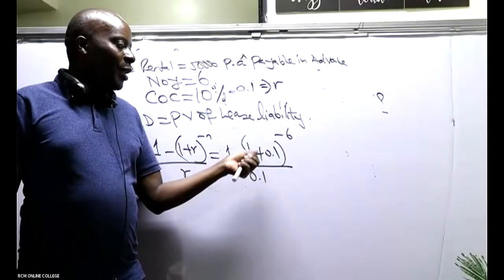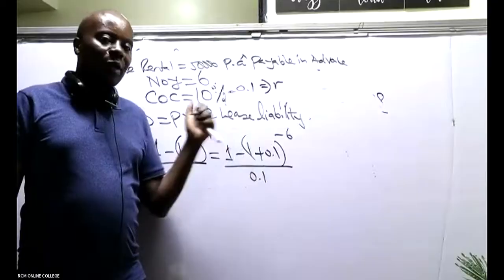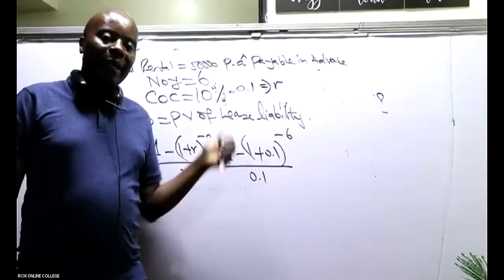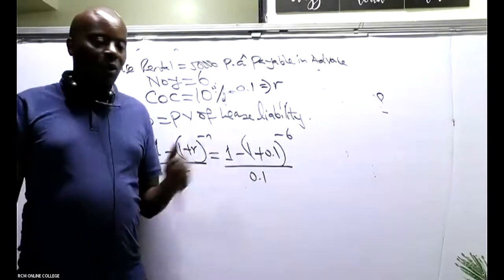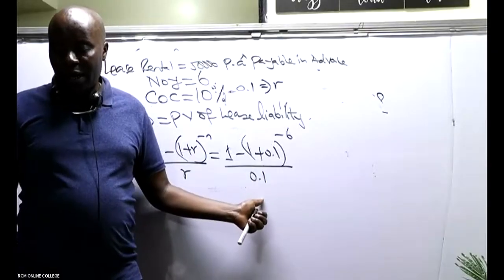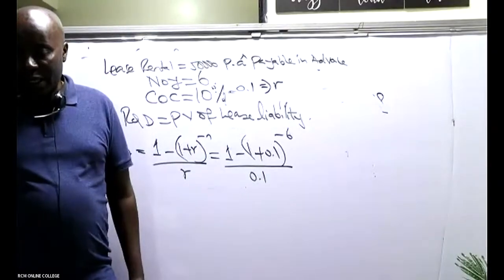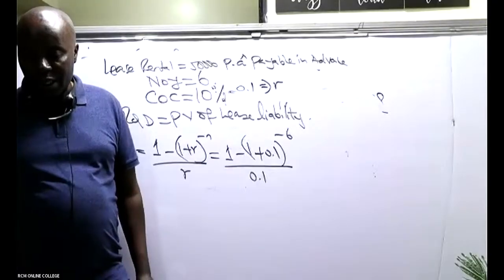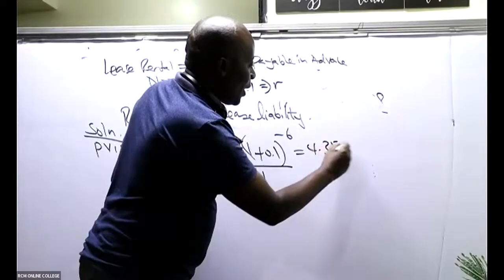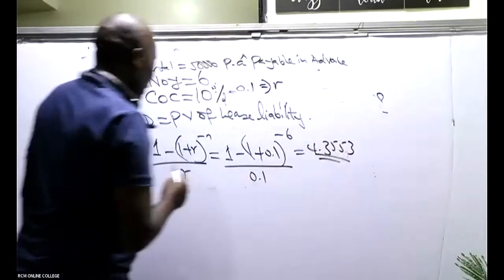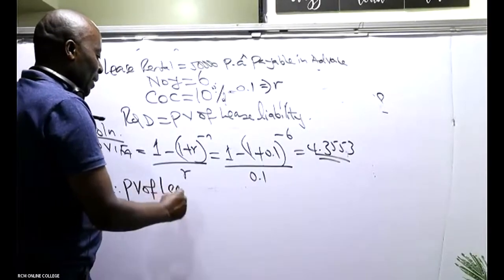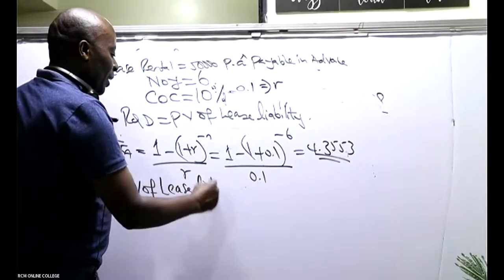All right. So you get 1.1 raised to minus 6. So you raise first, and then you say 1 minus the answer. Then you say equals. After you say equals, you say divided by what here? 0.1. What are we getting, somebody? We are getting 4.3553, like that.